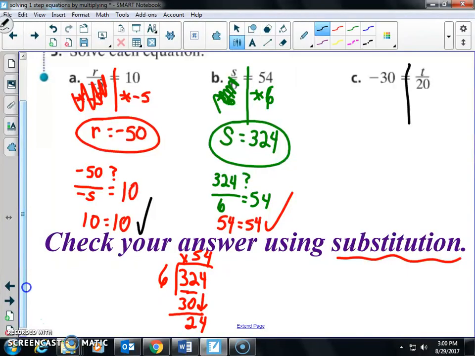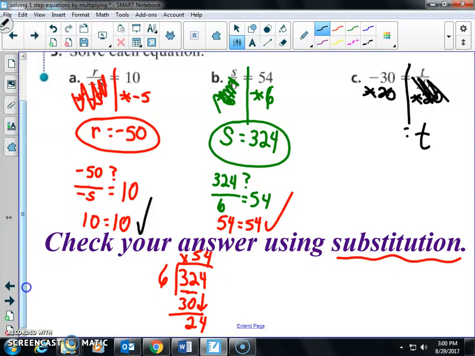Letter C. T divided by 20. It's okay that the division problem or the fraction is on the right. It doesn't hurt anything. If they did divide by 20, I have to multiply by 20. And I have to do that on both sides. Divide by 20 and multiply by 20 will cancel.